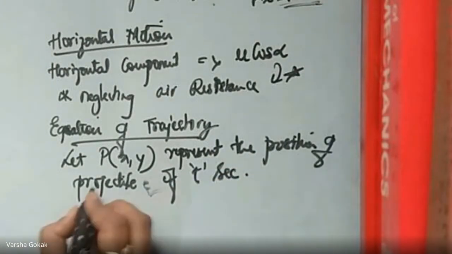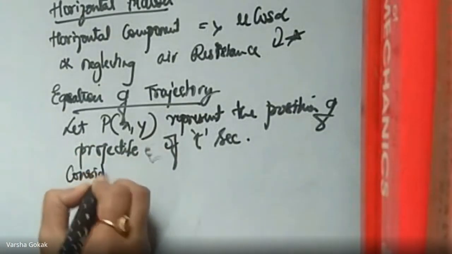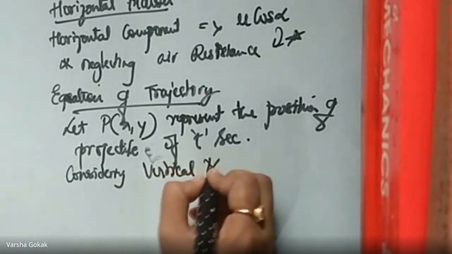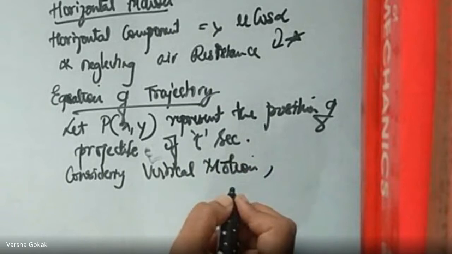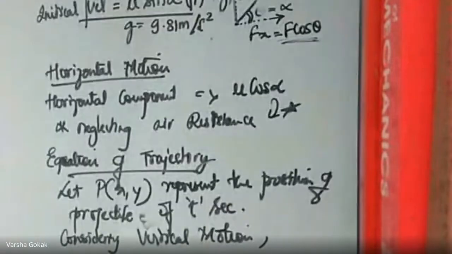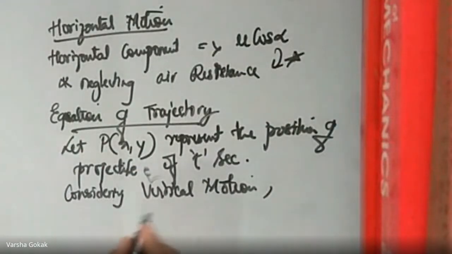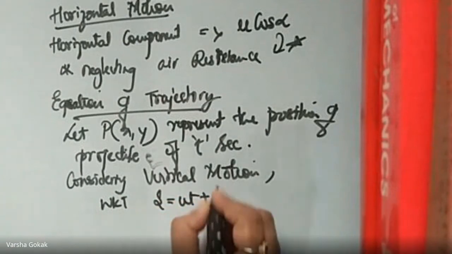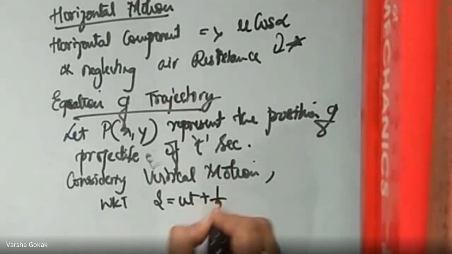Now I'm going to consider the vertical motion. In vertical motion, it is reaching some height. That is nothing but the distance. So what is the equation of motion for distance? We know that s is equal to ut plus half g t square.